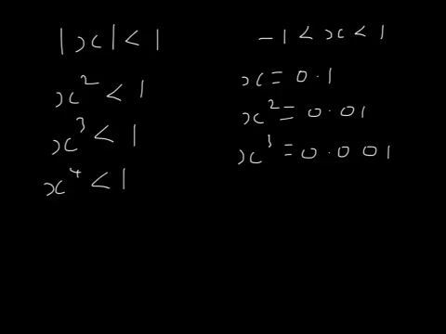So if mod x is smaller than 1, x squared, x cubed, x to the fourth get smaller and smaller, so we can use the binomial expansion as a good approximation, taking a certain number of terms, just making sure that if mod x is smaller than 1, we realise that the higher powers of x will be smaller and smaller.